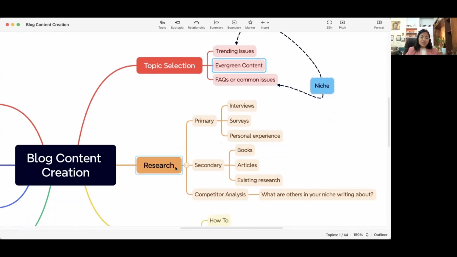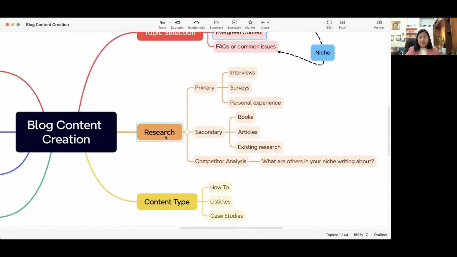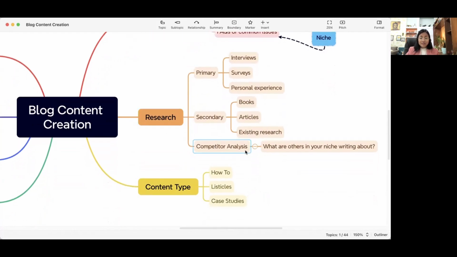Okay. Then next is you do some kind of research, like primary research by interviewing people or having coffee conversations. You create a simple Google form and conduct surveys, or you could just have some personal experience that you would like to share as primary research. Secondary research could include books, articles, or existing research. And then you also do some competitor analysis: in your niche, what are others doing? What are they writing about? So all of those you can find out and you can start writing here.